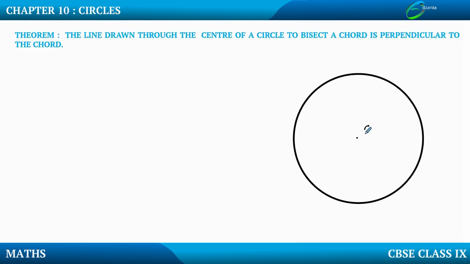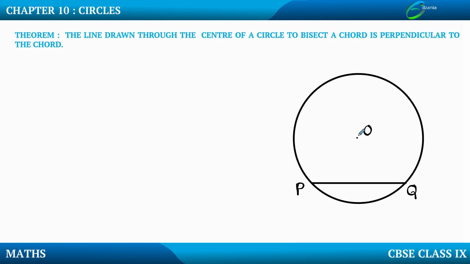So say point O is the center of the circle. So we have point O as the center now. After that, a line drawn through the center of the circle to bisect a chord. Again, I need a chord. Suppose this is the chord now. Again, let me name the chord. This chord is say chord PQ.